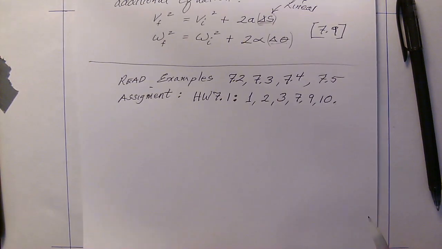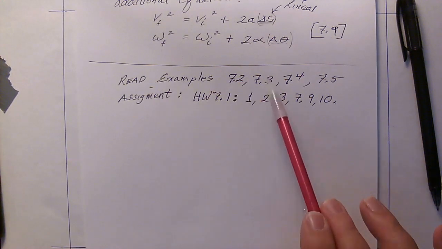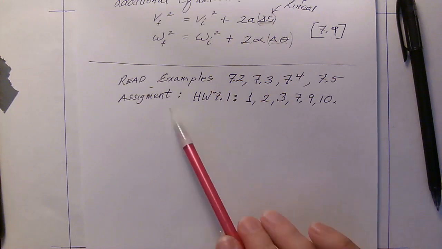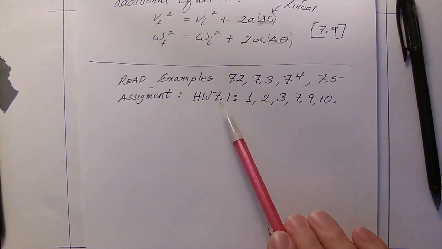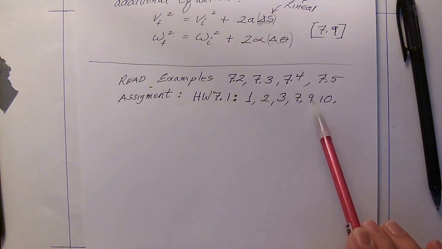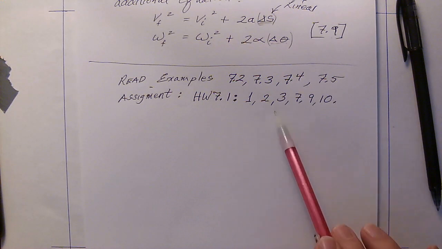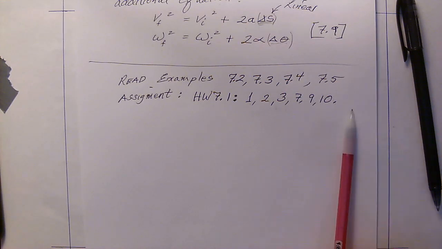And so here's your assignment. I need you to read examples 7.2, 3, 4, and 5. Understand those explicitly. And then your assignment is assignment 7.1, colon 1, 2, 3, 7, 9, and 10. You may work together at the tables on these. These are due at the beginning of class tomorrow, or they can be due once you finish today.